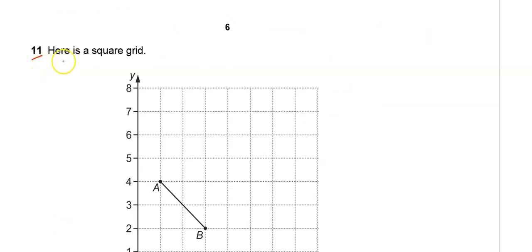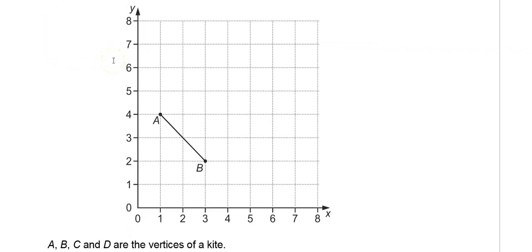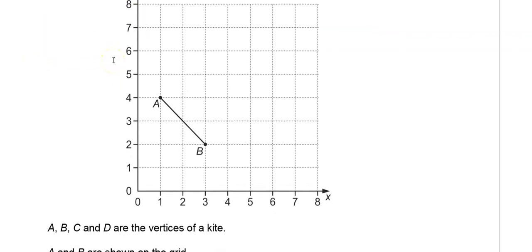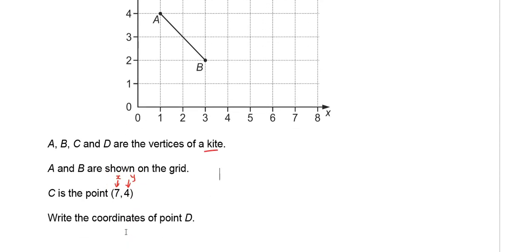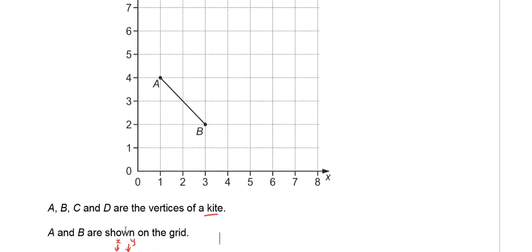Question number 11. Here is a square grid, X and Y. A, B, C, and D are vertices of a kite. A and B are shown on the grid. C is the point 7, 4. This is the X coordinate. This is the Y coordinate. Write the coordinates of D.